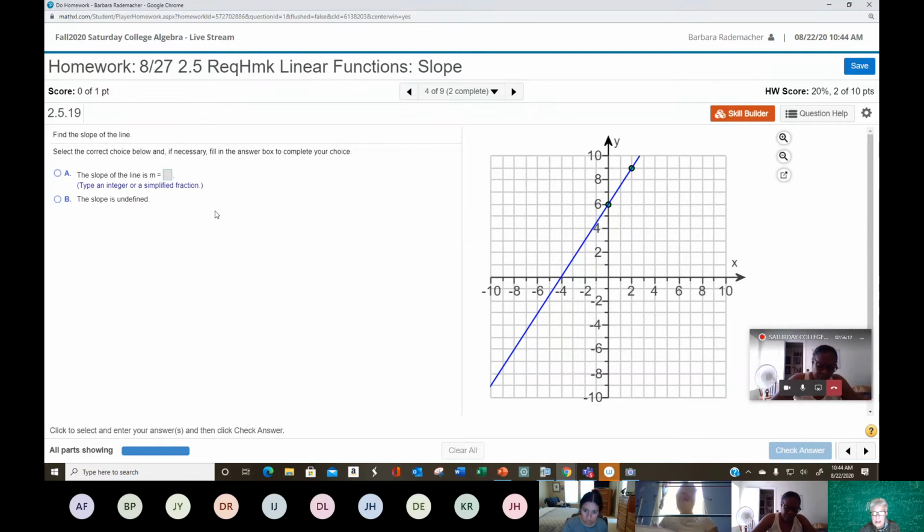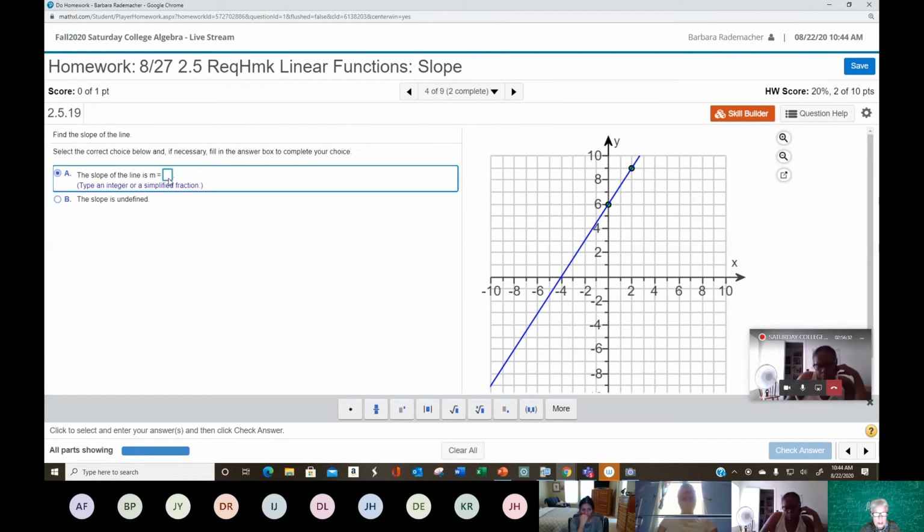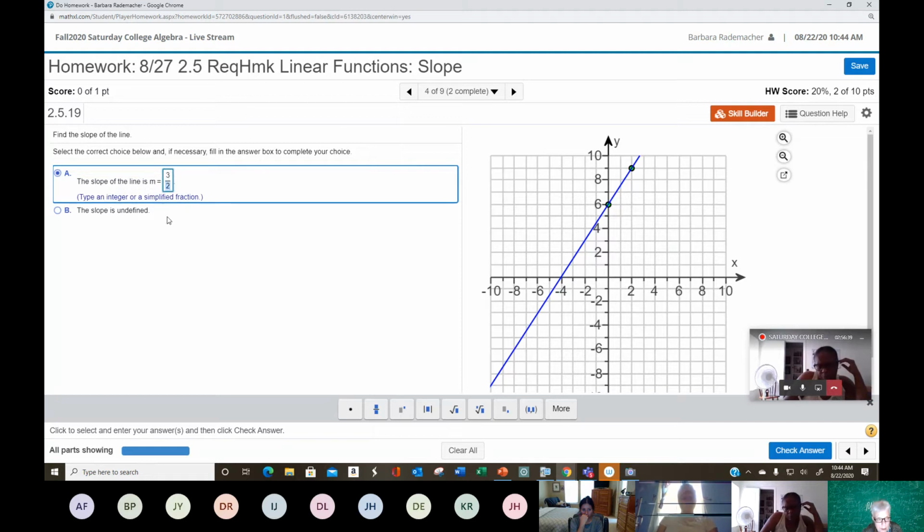The slope of any line is the ratio, the fraction you get when you put the height on the top and the base on the bottom. So since the height is 3 and the base is 2, I come over here and I type 3/2. And that's my slope.